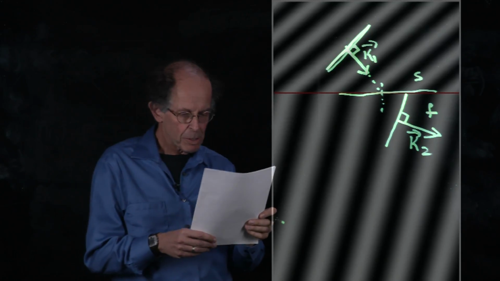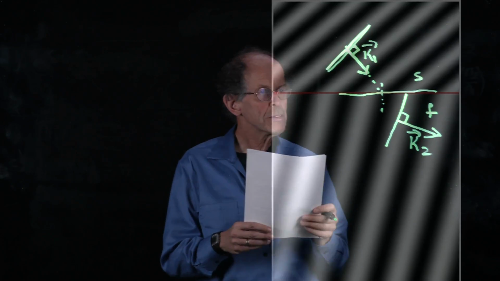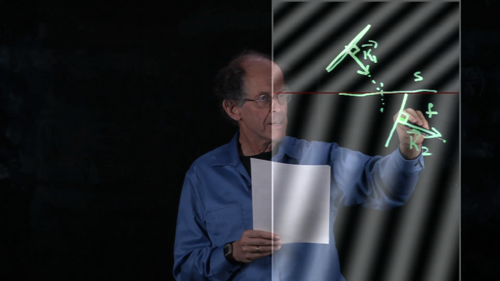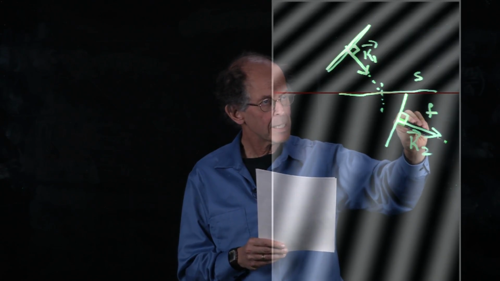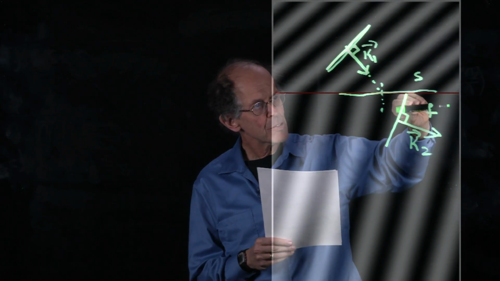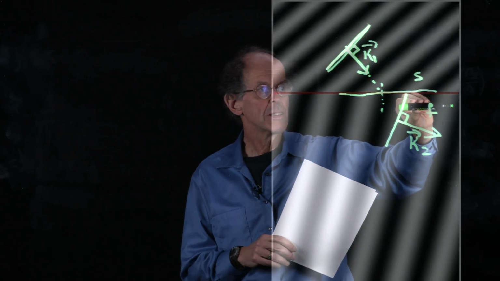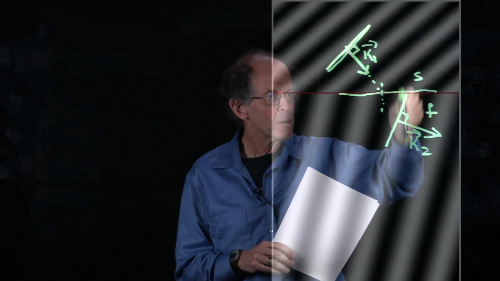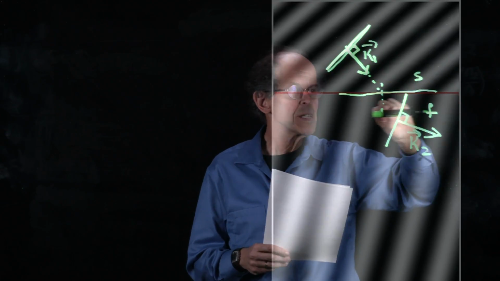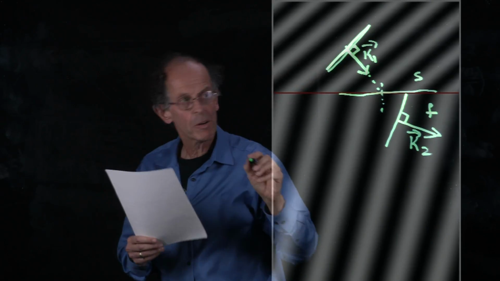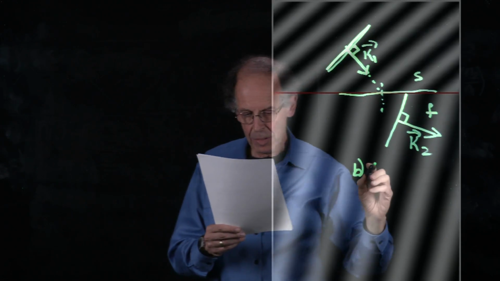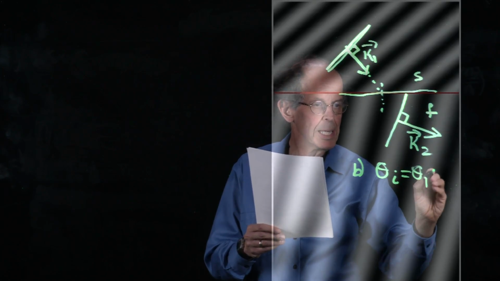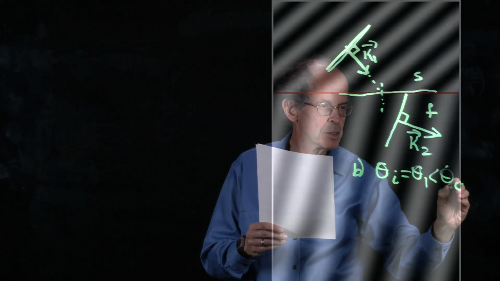Does this picture model theta greater than critical or theta less than critical? Well, we have the angle of k here. Critical means the wavefronts are going this way. That means the wavefronts are perpendicular. So this is less than critical. So B is theta incident, which is equal to theta 1, is less than theta critical.